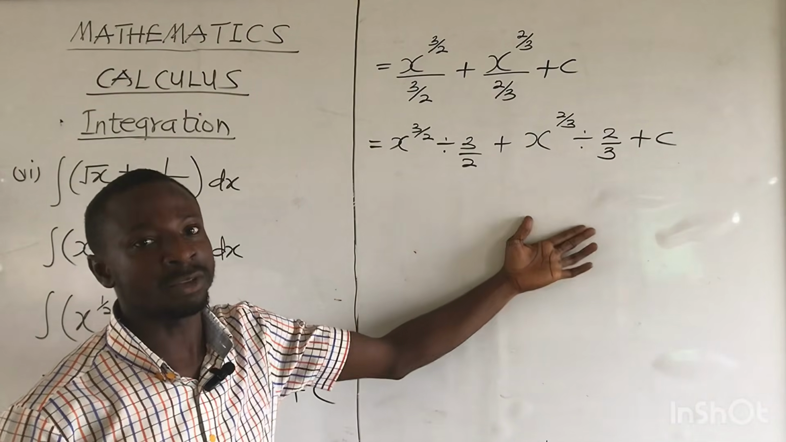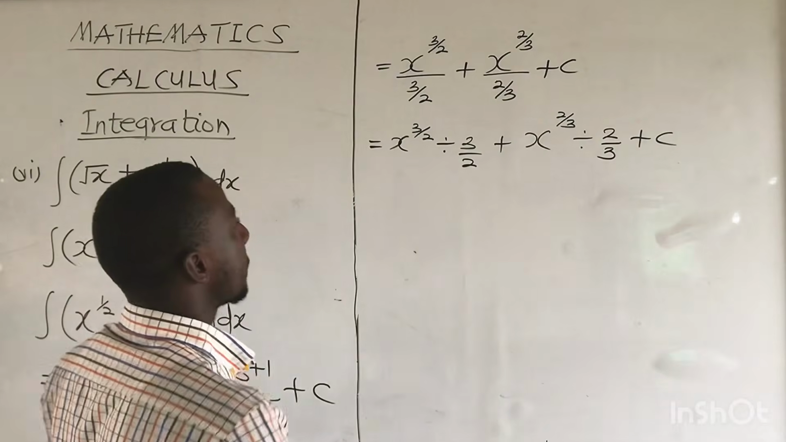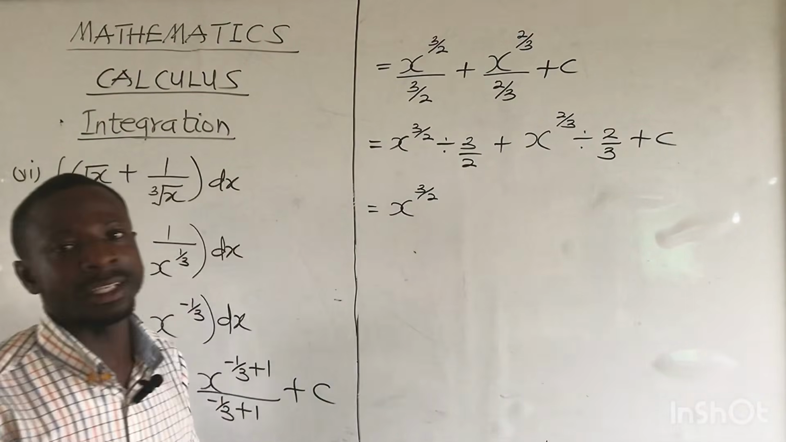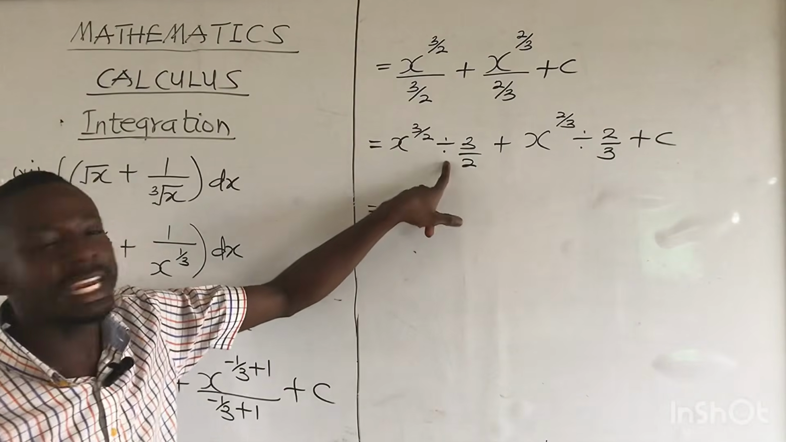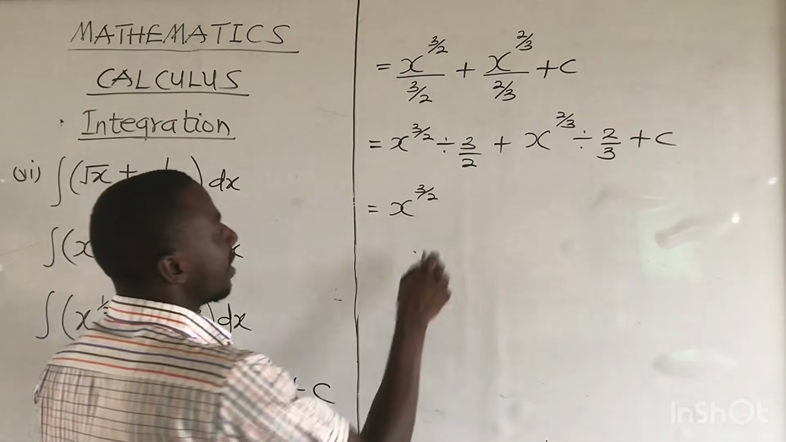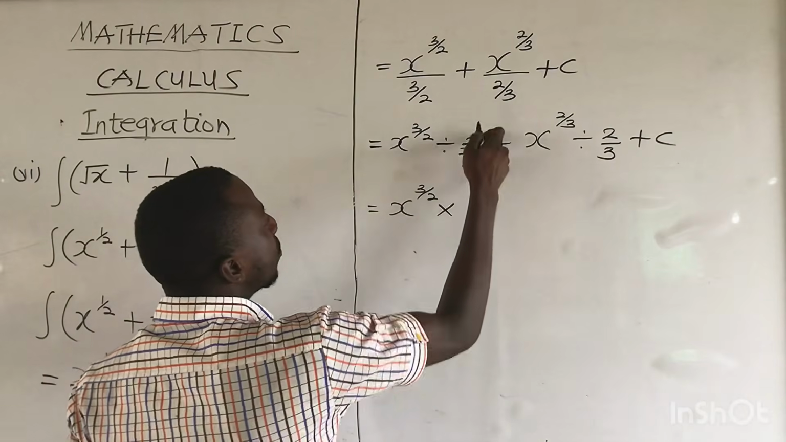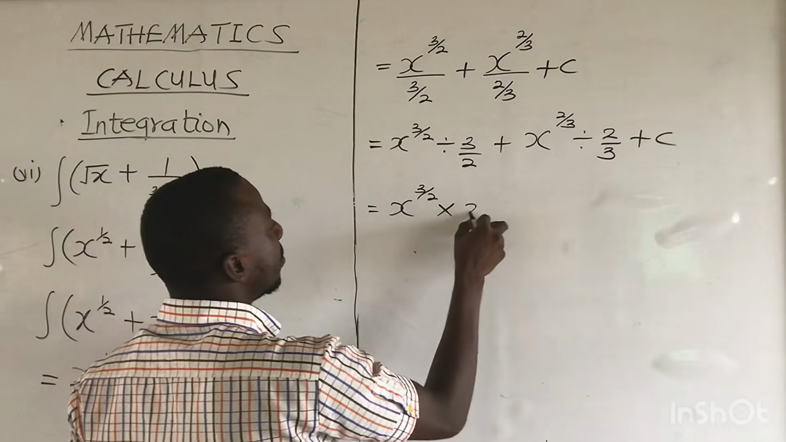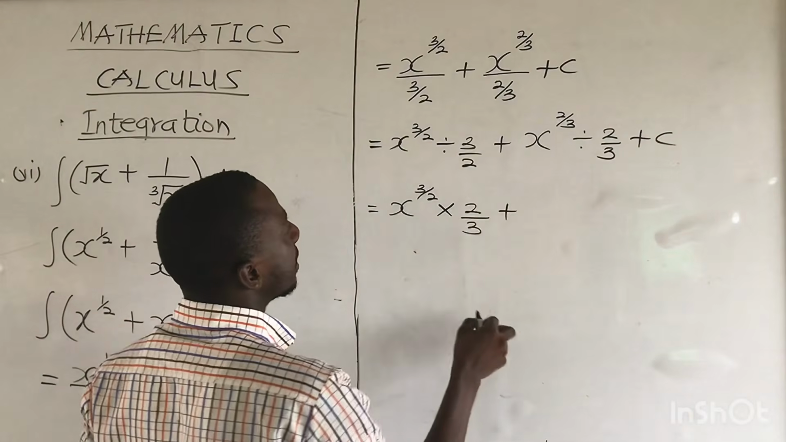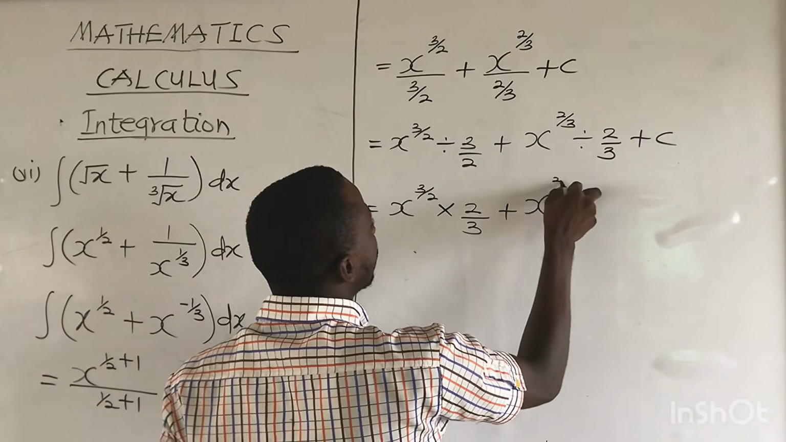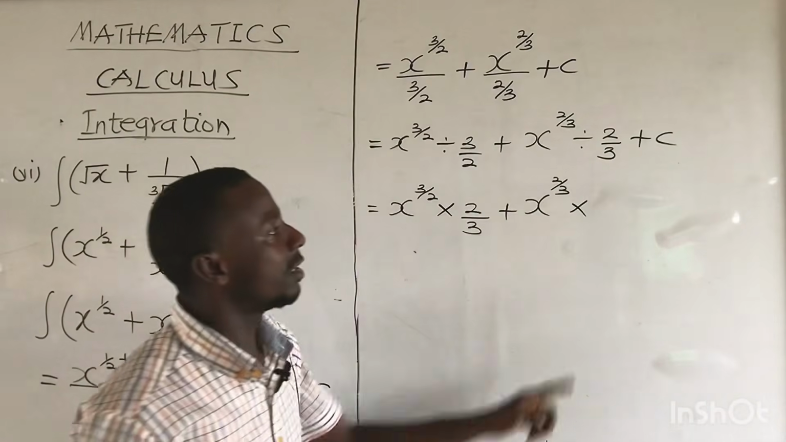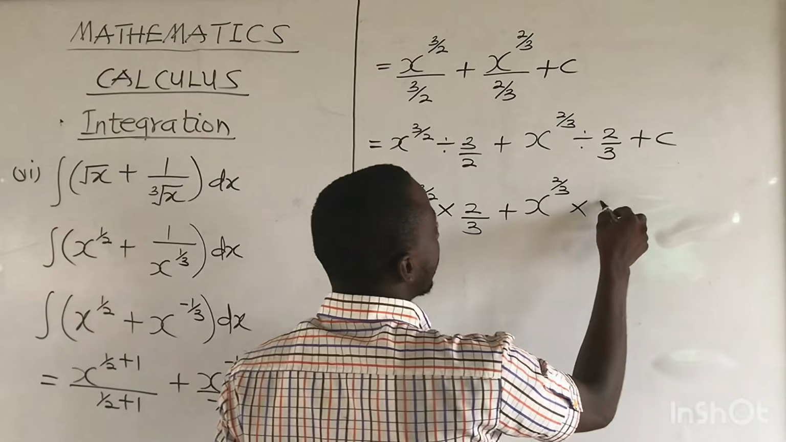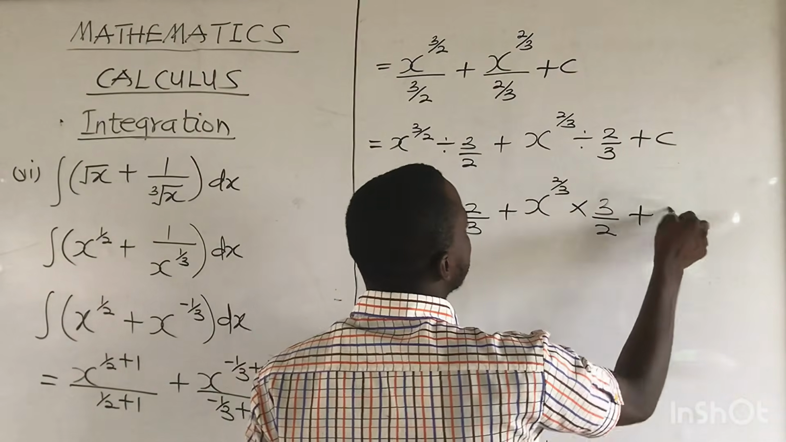So from here we need to simplify them further. So we have x exponent 3 over 2. The division sign here will change to multiplication, then we are going to reciprocate this particular fraction. So it's going to be 2 over 3, plus x exponent 2 over 3 times, here we are also going to reciprocate this fraction, which is going to be 3 over 2, plus c.